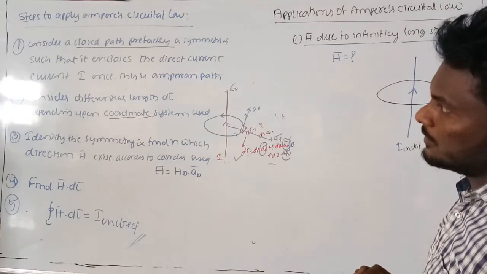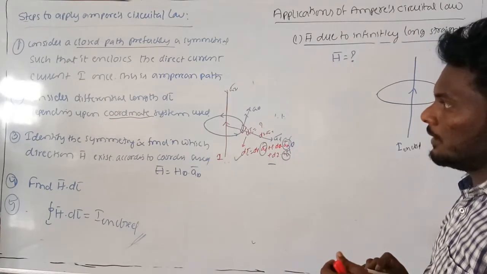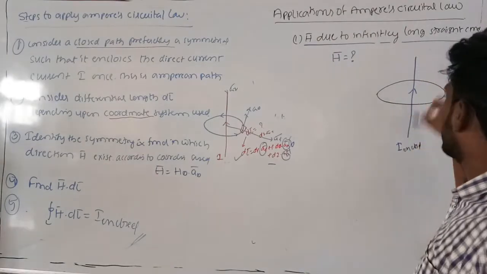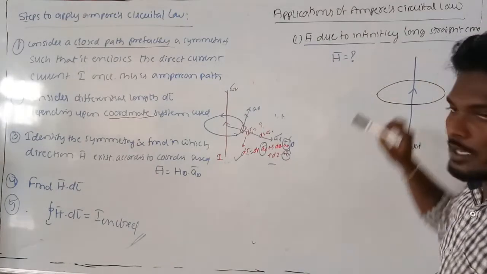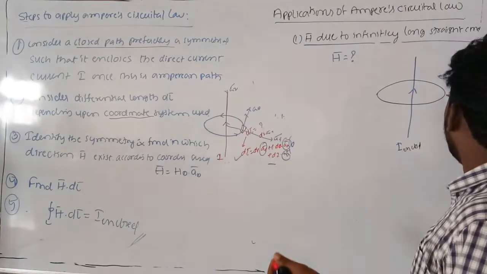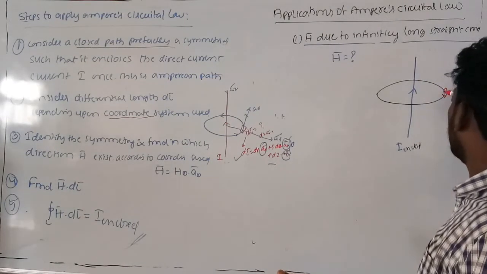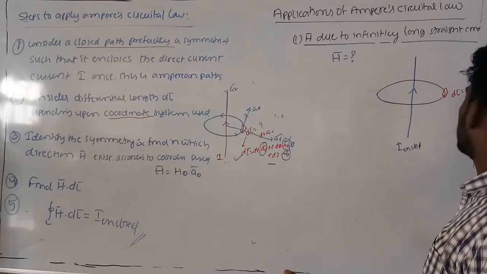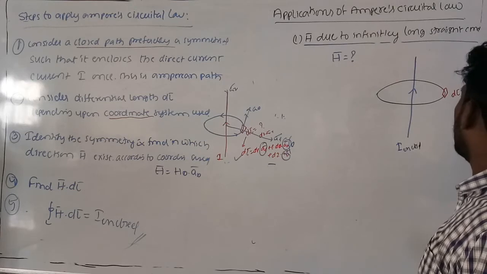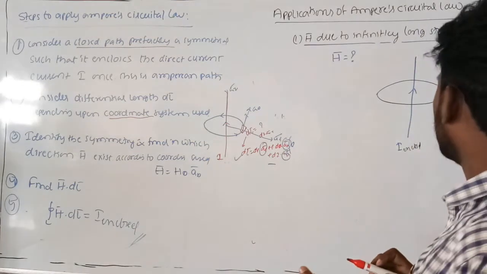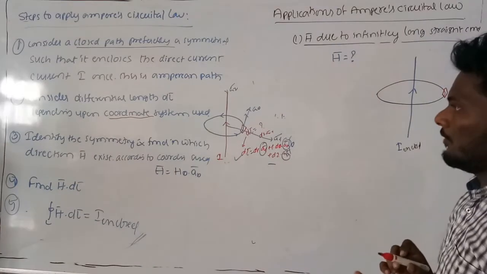Okay, what is the next step? Step number 2: consider a differential length dl, depending upon the coordinate system. I can imagine that this magnetic field is in the circular direction, so that's phi. So the differential length which is considered here is dl bar in the cylindrical coordinate system, that is r d phi a phi bar.